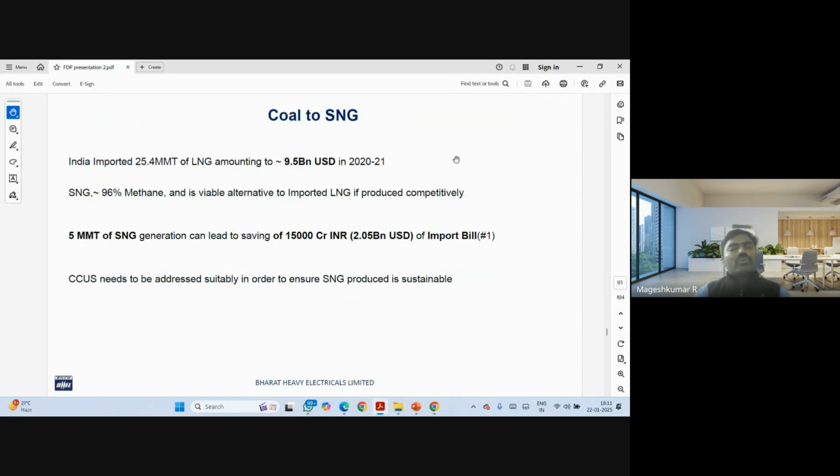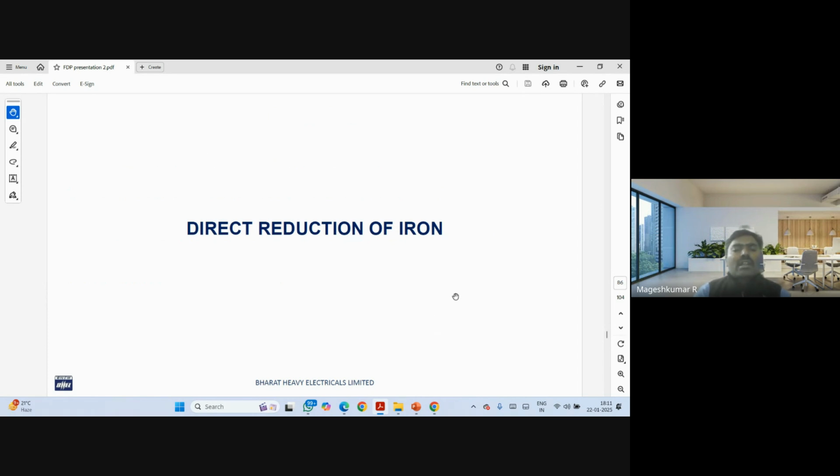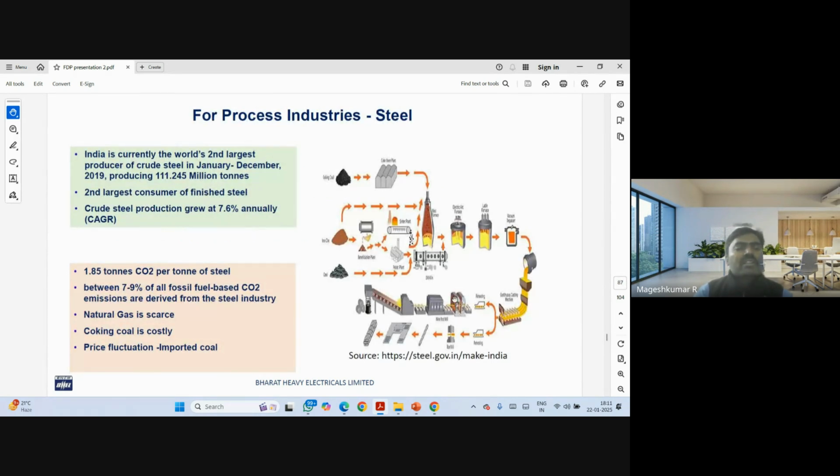Then coal to syngas. Presently, if you see again, how much import there is, how much is being utilized, what the import bill is, it had been notified here. Then direct reduction of iron. This is purely metallurgy. In the metallurgical process, syngas is required. The syngas can be produced from coal gasification, and it can be utilized in this process.